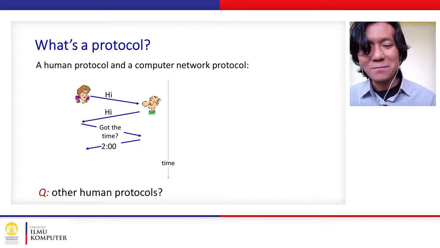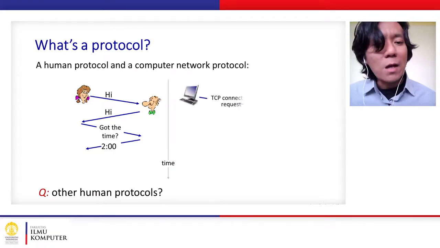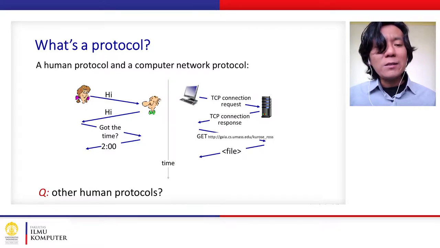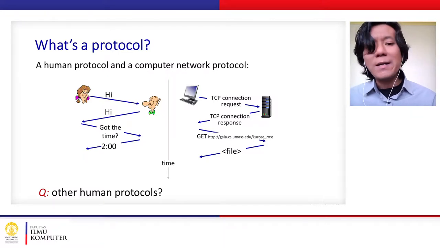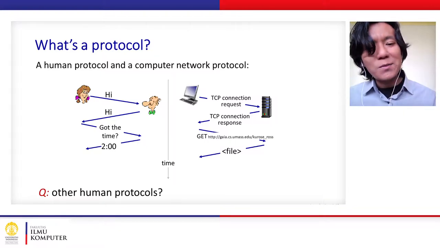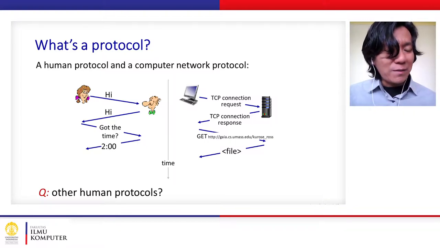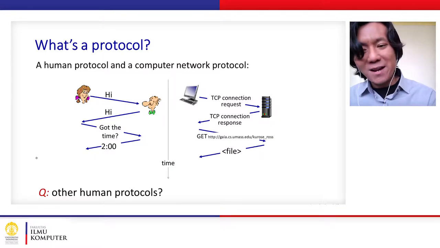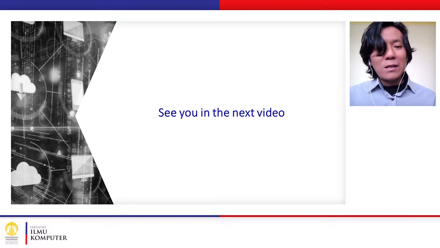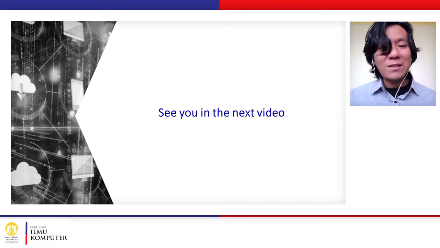You have to think. Now I will show you how computers communicate with each other using some kind of protocol. This is the TCP protocol used by a client and server when accessing a particular website: TCP connection request, TCP connection response, asking for a particular file, sending the particular file. So these are examples of protocols within computer networks. We will learn more about this protocol in the next video. See you in the next video.